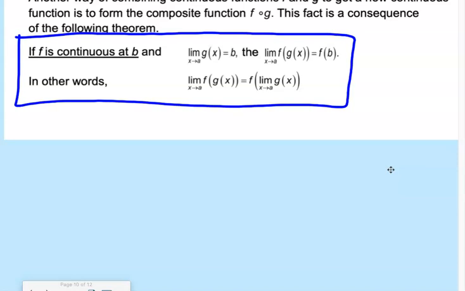You write a composition? Composition! Well done, Jennifer. Okay, yeah, you write a composition. All right, this is a composition of functions.